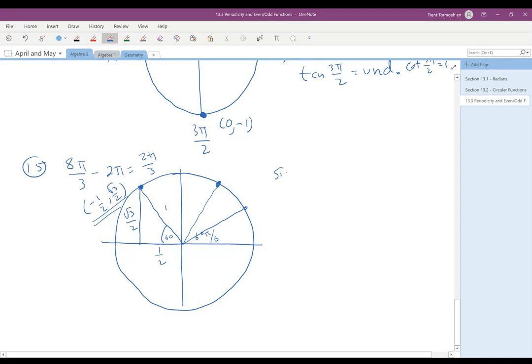So then we just go through and do the same thing we did before. Sine of 8 pi over 3 just equals the y coordinate, root 3 over 2. Cosine of 8 pi over 3 equals the x coordinate, negative 1/2. Tangent of 8 pi over 3 is sine over cosine, and so it's going to be root 3 over 2 over negative 1/2, which is just going to be negative root 3 because the 2's are going to cancel there.